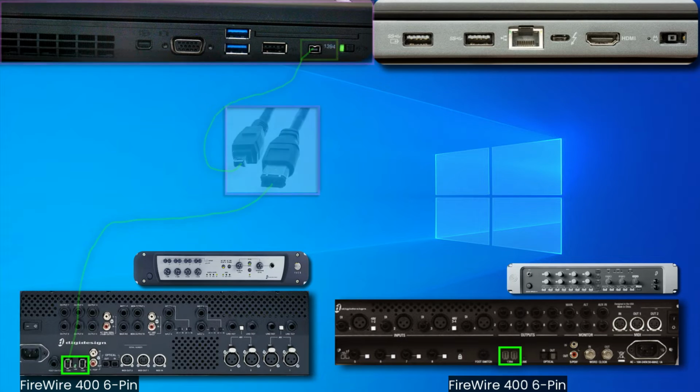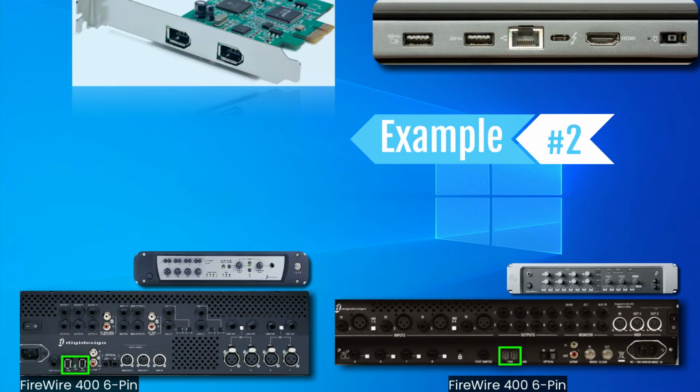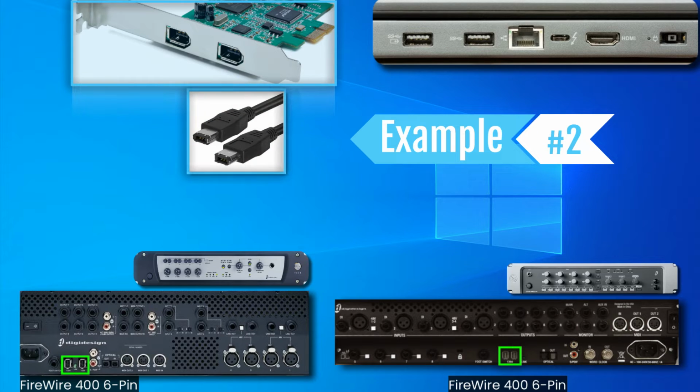Let's move on to example number two. Let's say that your computer has a Firewire 400 6-pin port on it. One cable gets the job done. That's going to be a Firewire 400 6-pin cable. You'll connect one end of the cable to your computer, and the other end will plug directly into your Digi 002 or 003.